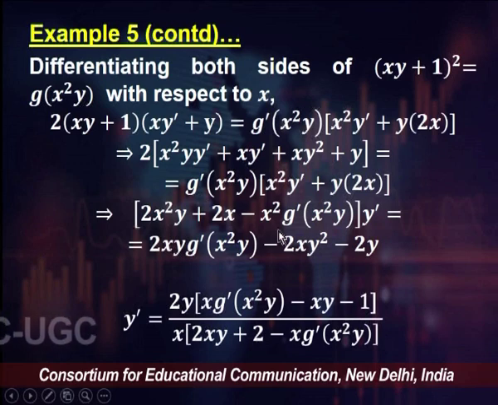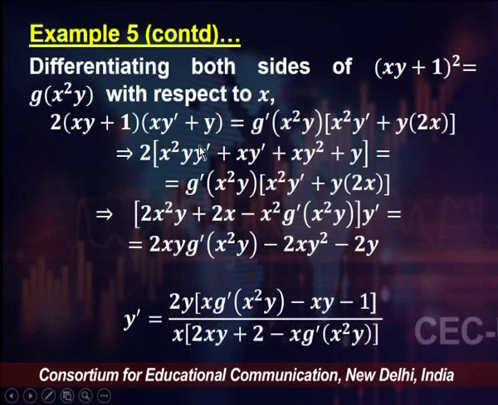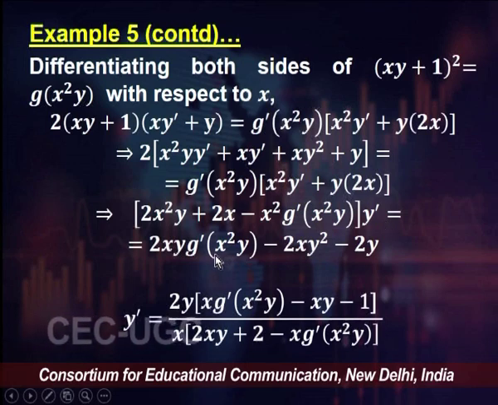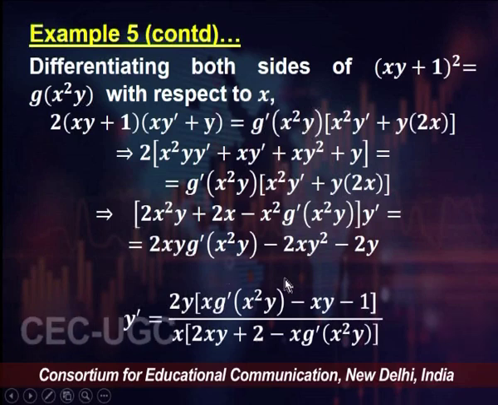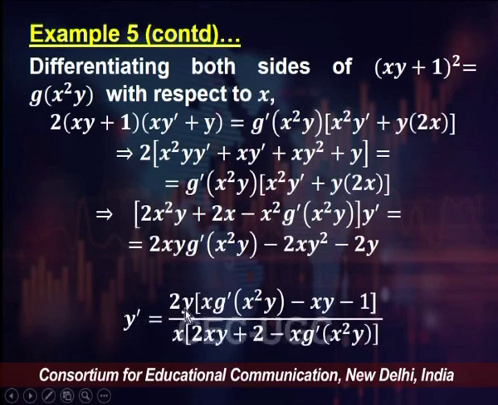Now you can collect the y prime terms. So that will then give you 2 times x squared y plus 2x from the left hand side. And from the right hand side you have minus x squared g prime of x squared y. So all these are the terms which are containing y prime, and then on the right you will collect the rest of the terms, which would be 2xy times g prime of x squared y minus 2 times xy squared minus 2 times y, and then you can always solve this.